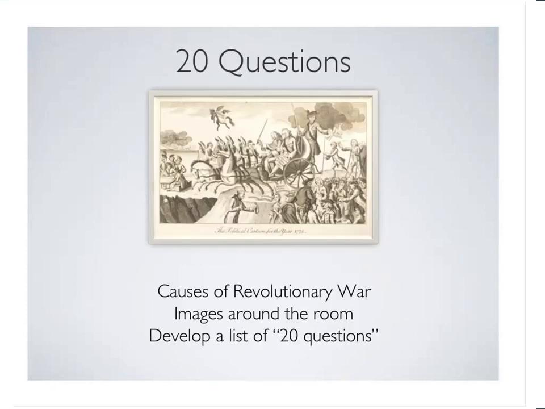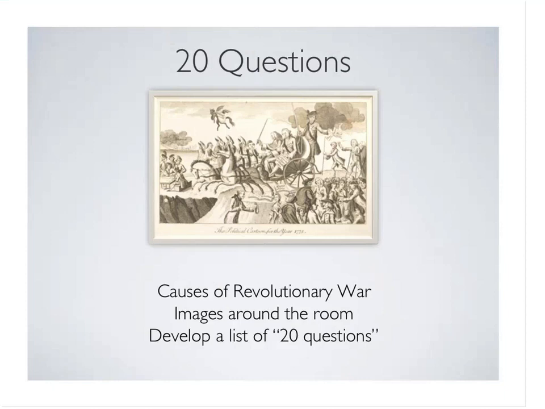The next SOS strategy is called 20 questions, and I'm sure you've all played 20 questions many times before, but this is kind of taking a twist on the game, where you would take a number of images from Discovery from a specific time or a specific concept that you're learning. In this case, let's say I'm introducing the causes of the Revolutionary War, and maybe I put multiple images around the room. And this particular image that you can see here is a cartoon of King George and kind of a particular perspective on the Revolutionary War.